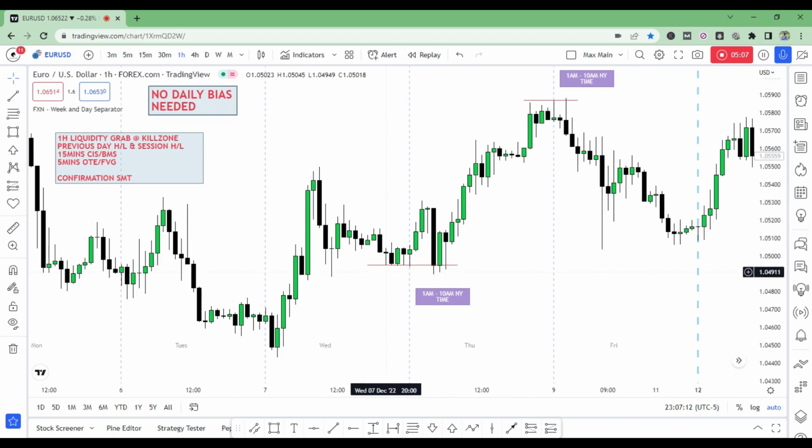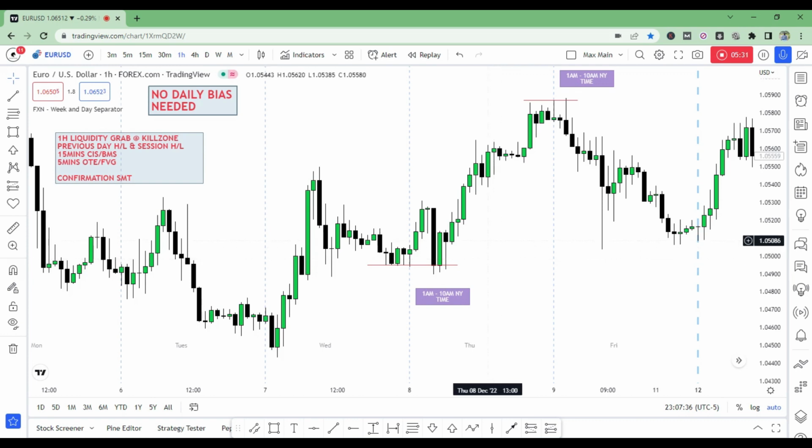So from here, once you see the 1 hour has grabbed liquidity, you want to be looking at the 15 minutes. How do you confirm that this market is now likely to reverse? You drop down to the 15 minutes. From the 15 minutes, we're going to be looking at the change in state of delivery and the break in market structure for us to start confirming that the market has started reversing intraday.